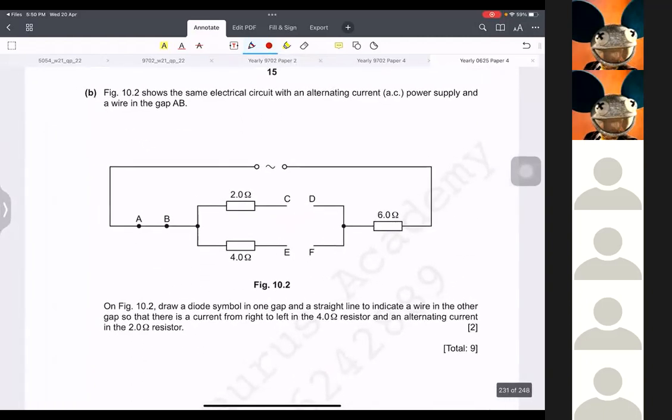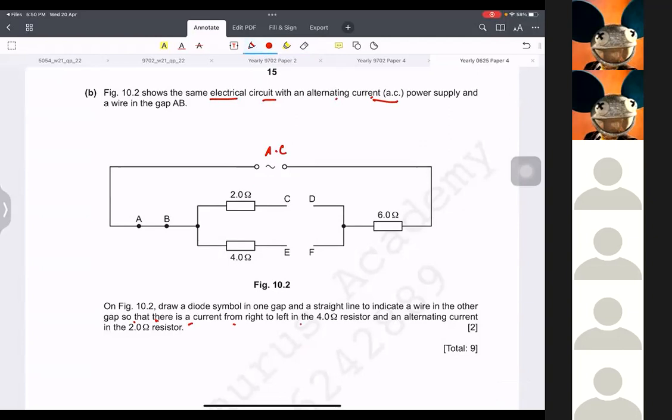Then it shows the same electrical circuit with alternating current, as you see. This is the symbol of alternating current, and wire gap. On the figure, draw a symbol in one gap and straight lines to indicate the other gaps. There is a current from right to left. He wants us to go from right to left.